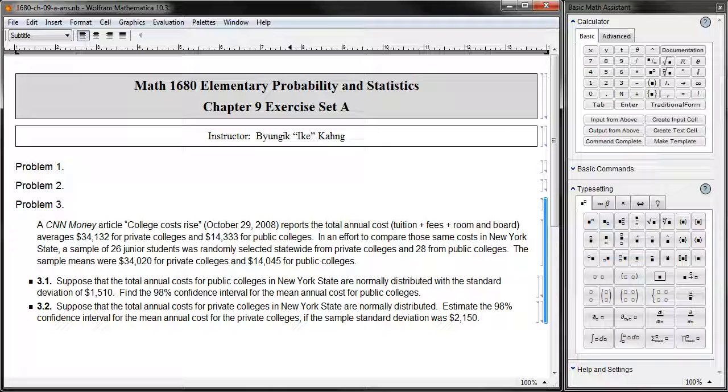What is the difference between 3.1 and 3.2? One is about public and the other is about private, but that distinction is not really a key issue here. I could have easily flipped those over. The key distinction is one problem uses the z-curve, the normal approximation, and the other problem uses the t-curve, the student approximation. Which is which?